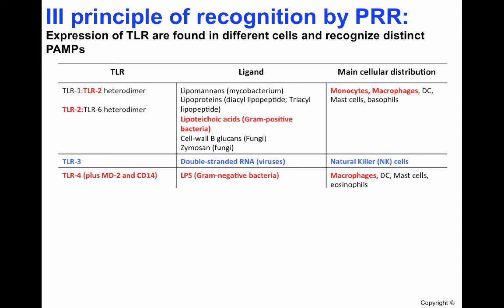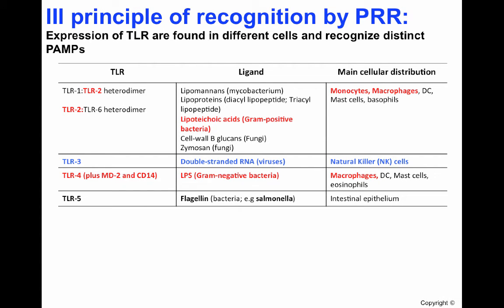TLR4, with the help of MD2 and CD14, recognizes LPS on gram-negative bacteria. TLR4 is mainly found on macrophages, but can also be found in dendritic cells, mast cells, and eosinophils. TLR5 mainly recognizes flagellin, which is present in certain bacteria such as Salmonella. The main cellular distribution is the intestinal epithelium.